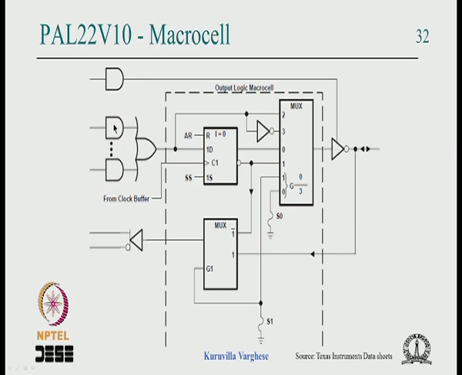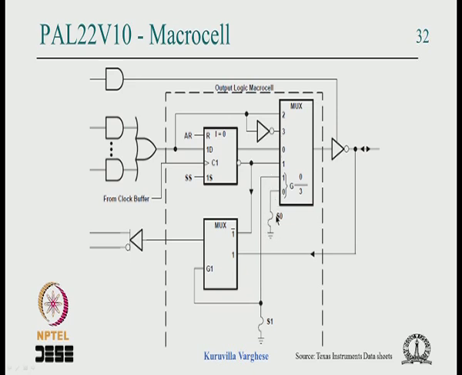Say if you take the top section, there are 8 product terms OR-ed together that go to a flip flop. This is the clock, this is the asynchronous reset, this is the synchronous set. And you see here there is a 4 to 1 mux. There are 2 select lines which are pulled up and connected to a fuse. So by retaining the fuse, both are 0 0.